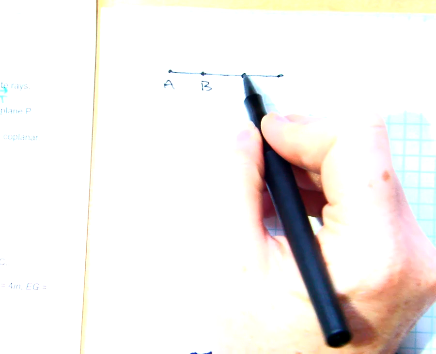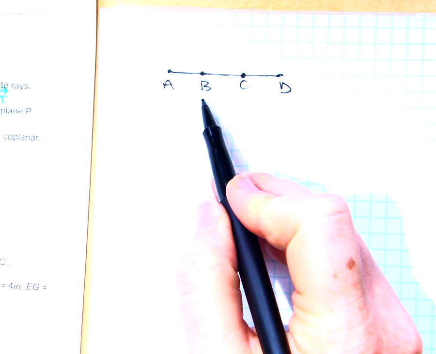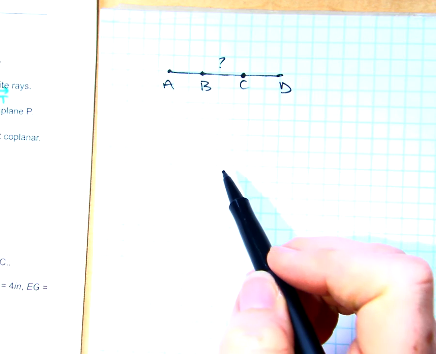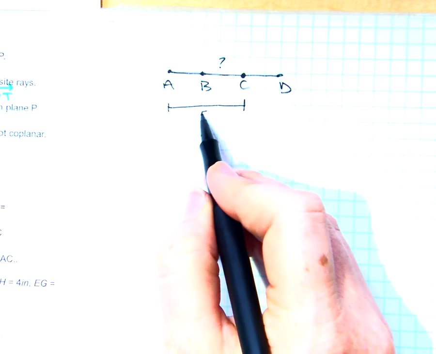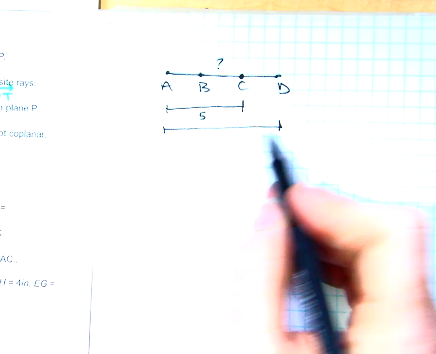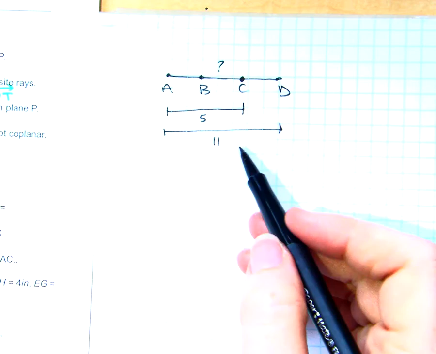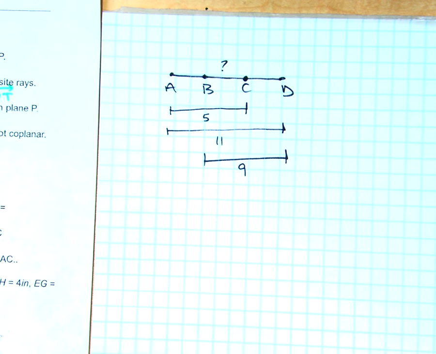Points A, B, C, D on a line. And it says find BC. So this is the one we're looking for. If AC is 5, AD is 11, and BD is 9.